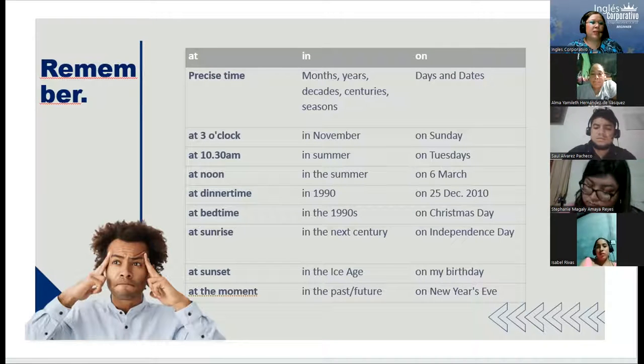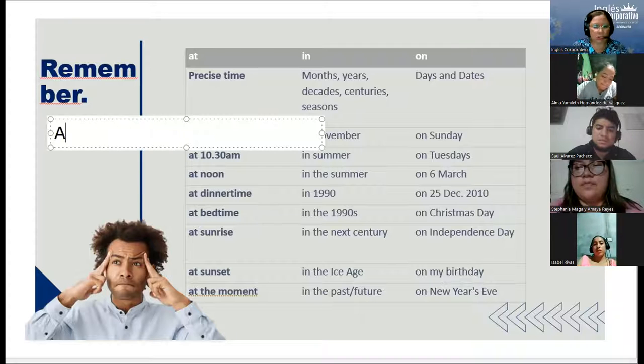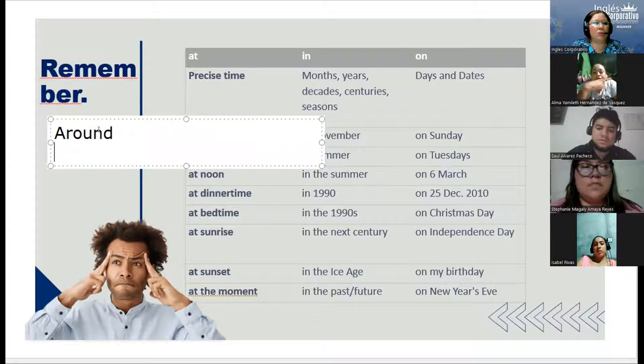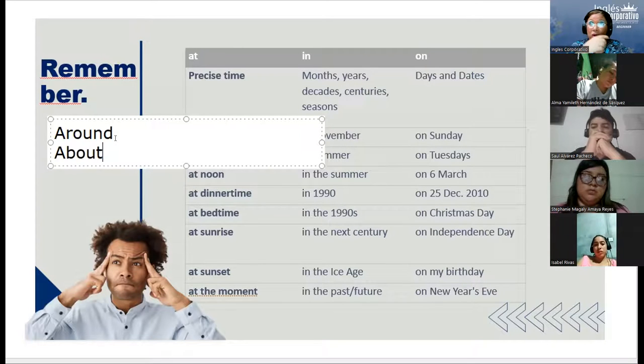Tenemos otras formas de expresar, ¿verdad? Porque tenemos, por ejemplo, la palabra around. Aquí las voy a escribir. With non-specific time, we say around, okay? With non-specific time, we say about, okay? About, with no specific time. Around, about, around May or June, okay? About June 15th. Okay. No solamente con la hora, ¿verdad?